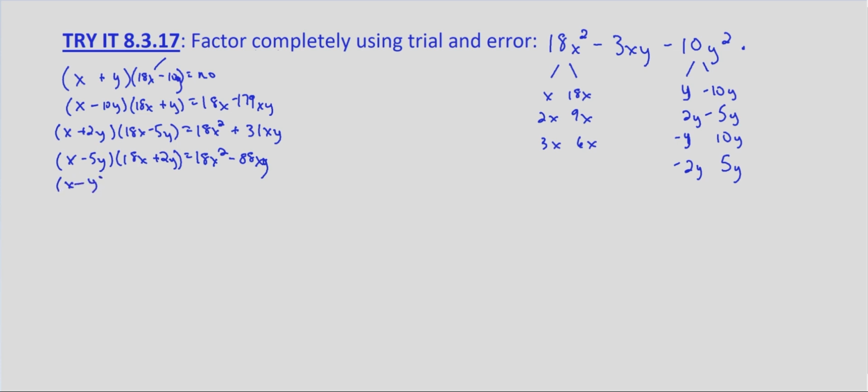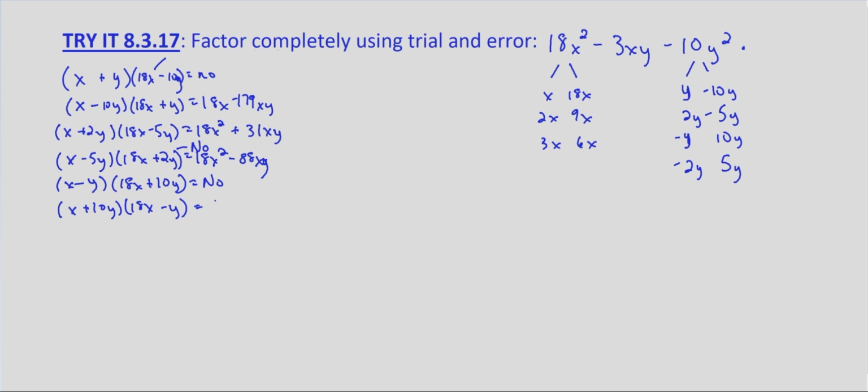x minus y. So we're on this row right here, our third row. x minus y times 18x plus 10y. And I should have noticed right off the bat this was a no. I got ahead of myself, because 18 and 10 have a common factor, so we know this isn't it. And then last but not least, we switch that around. x plus 10y times 18x minus y. We switched around the 10y and the minus y.